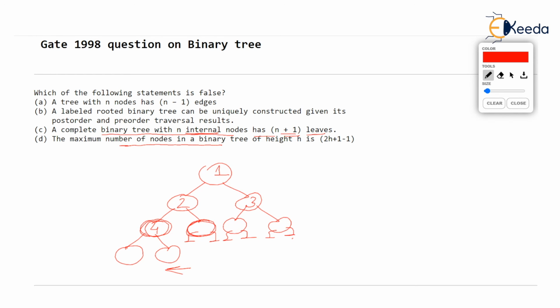It has n plus 1 leaves. Now just count, for the 4 non-leaf nodes, how many leaf nodes are there? Leaf 1, leaf 2, leaf 3, leaf 4 and leaf 5. Yes, n plus 1 leaves are there if n internal nodes are there. So all these are true except B. So B is the correct answer. B is false in this particular question.